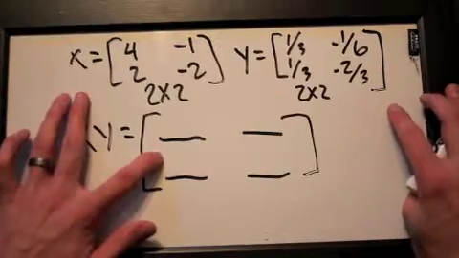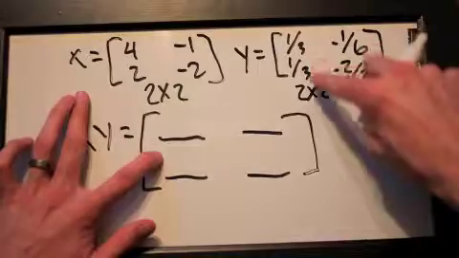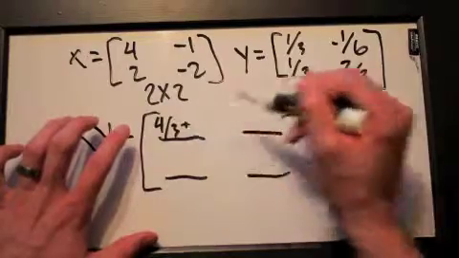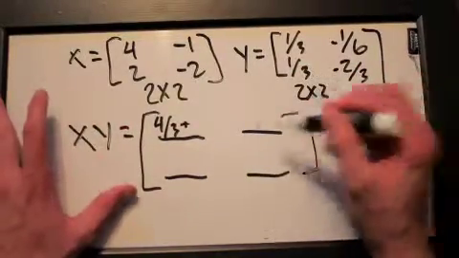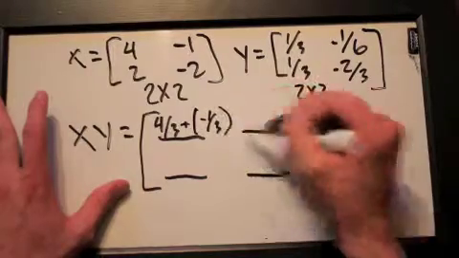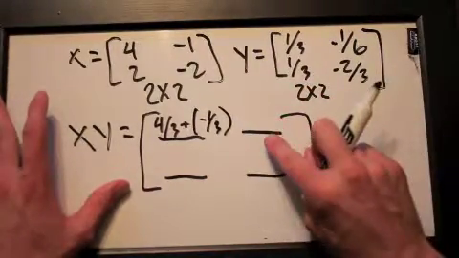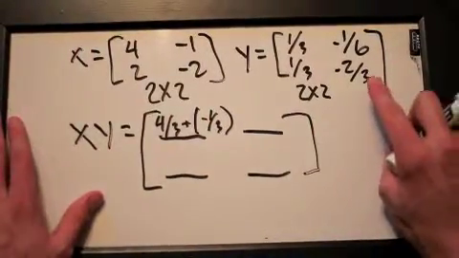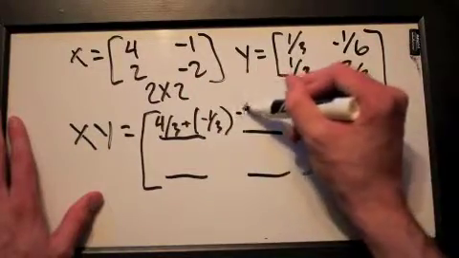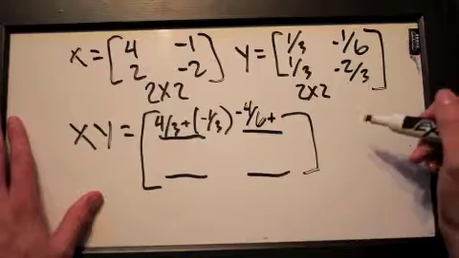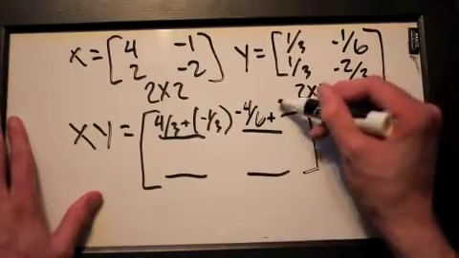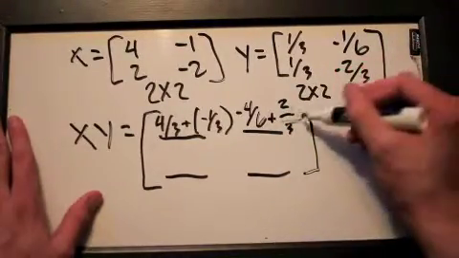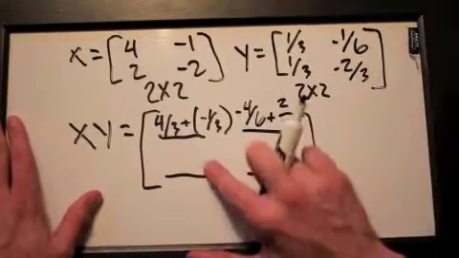This is the first row, first column. So we're going to go first row, first column. So 4 times 1/3 gives us 4/3, and then plus negative 1 times 1/3 gives us negative 1/3. Now move on over. We've got first row, second column. So we're going to go again first row, but now we're going to go over here to the second column. So 4 times negative 1/6 gives us negative 4/6, plus negative 1 times negative 2/3 gives us positive 2/3. Let's fix that. There we go. 2/3.